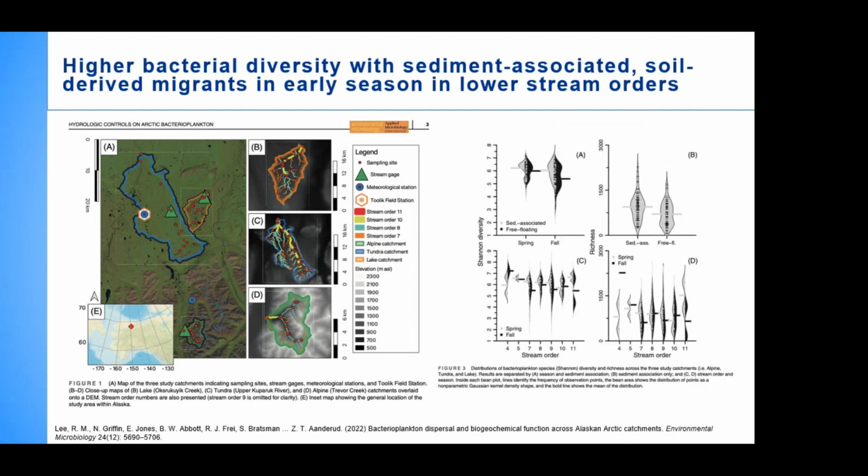Higher bacterial diversity with sediment-associated soil-derived migrants in early season in lower stream orders. You can see here the stream order on the x-axis and species diversity on the y-axis, and there's a clear pattern as you increase in stream order. So you get a picture of how these bacterial plankton are moving through these watersheds.